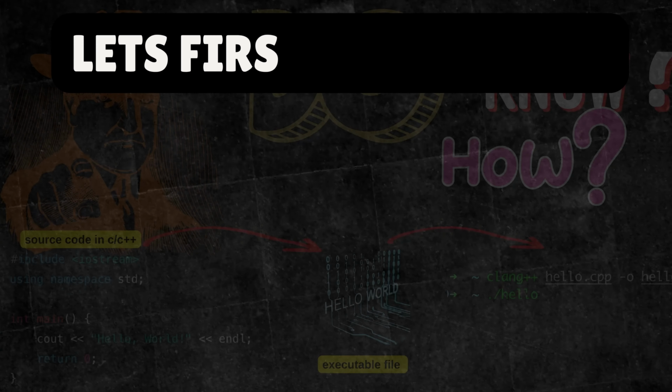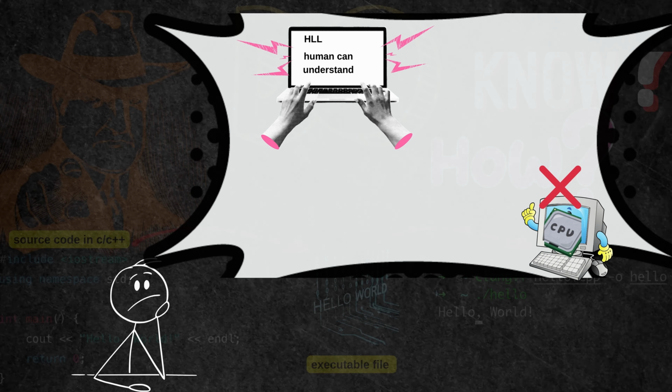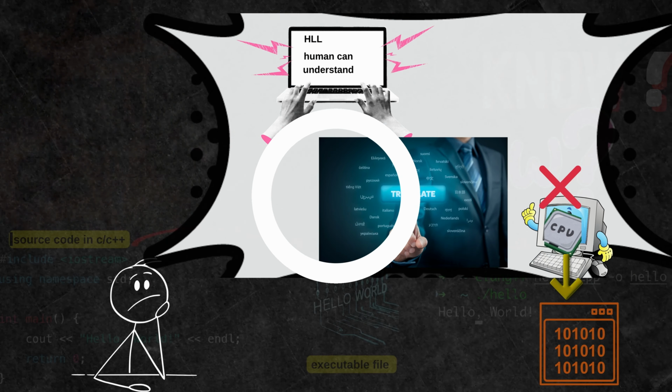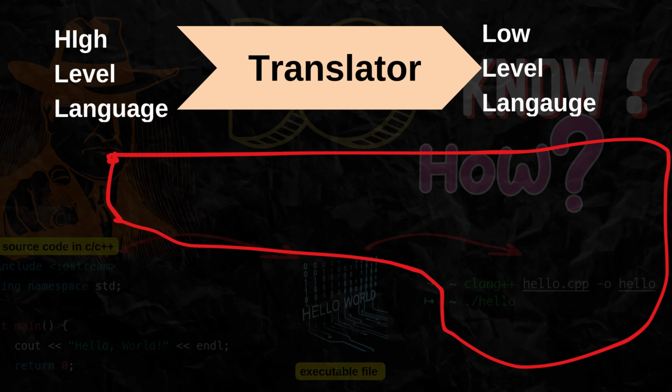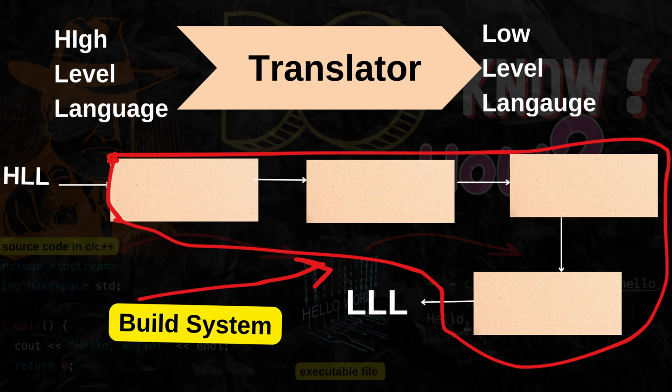Let's first understand the problem. Here the problem is we write code in a high-level language. Think like printf, loops and if statements. That's great for humans to understand. But your computer CPU does not understand any of that. It only speaks binary, just 0 and 1. So we need a translator. In fact, not one, but a whole chain of translators. Together they form the build pipeline. And it has 4 main stages.